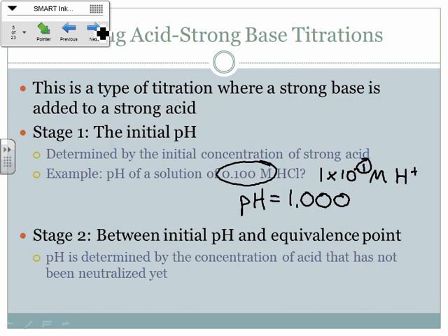Because you need the 3, right? Only the numbers after the decimal point are significant. We had 3 significant figures up here, okay? So that's it. That's pretty easy, right? For a strong acid, figuring out the pH is not hard.